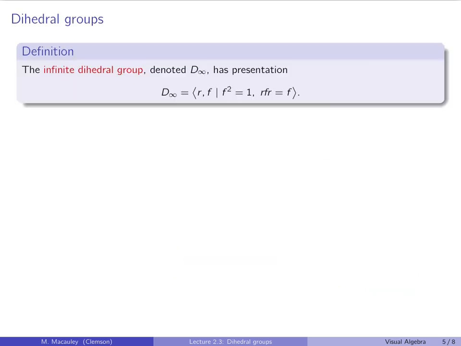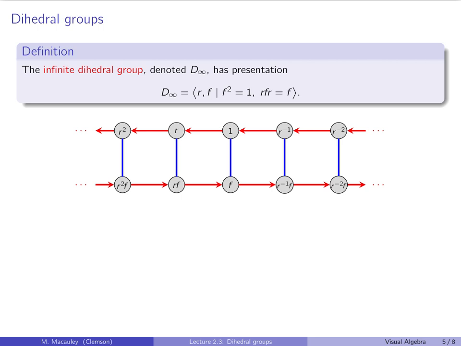There is an infinite dihedral group denoted D infinity. If you think about the n-gon, it may not be clear what an infinite n-gon is, but algebraically, we can get this by removing the relation that r to the n has to be the identity. So D infinity is generated by r and f, subject to f squared being 1 and rfr equaling f. Here is a Cayley graph with this generating set.